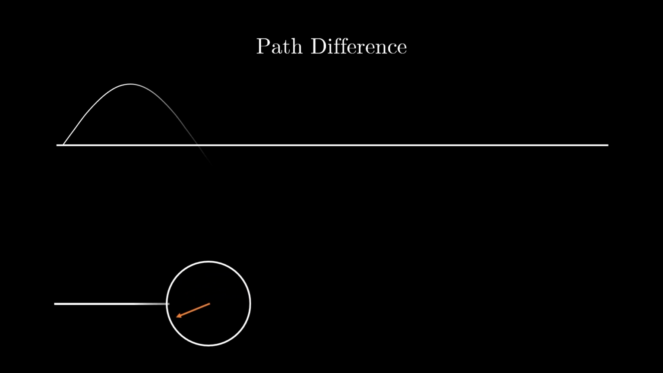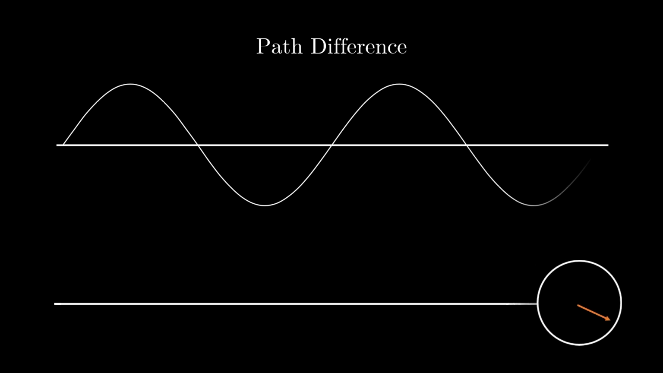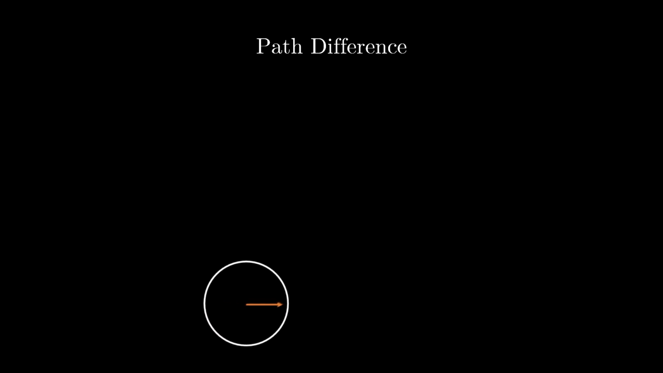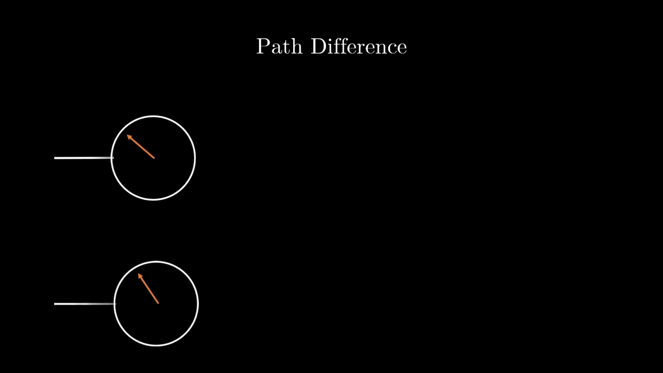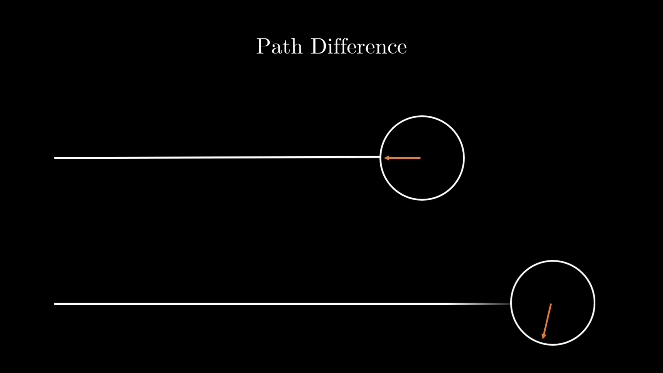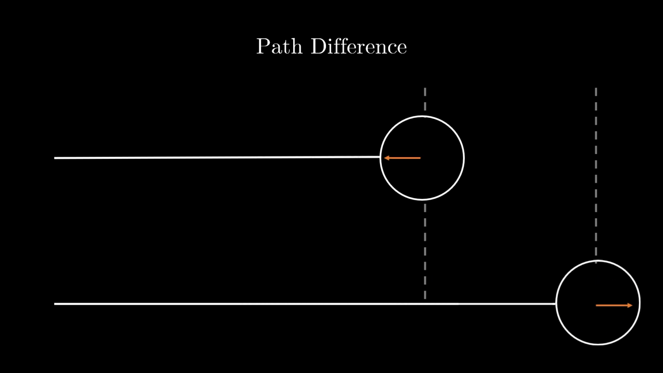We can think of a wave as a traveling phase arrow. As it progresses, its phase changes. The path difference is the extra distance a wave travels, which leads to a phase difference between the waves.